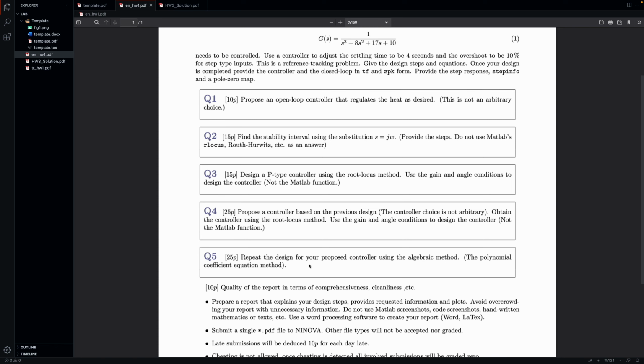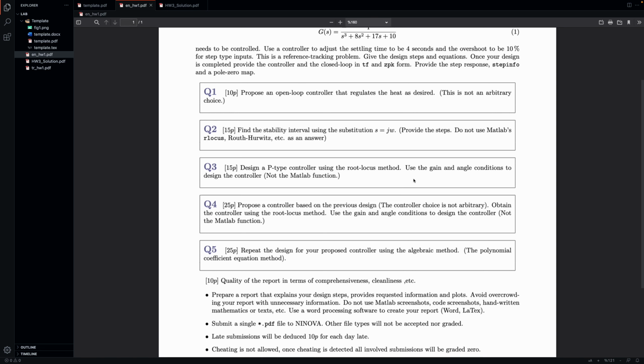When you're done with your design in Q1, Q3, or Q4 and Q5, you should basically go back to this paragraph and provide the requirements here. For example, TF and ZPK forms, you should apply step to it. I didn't write it over and over again, but when you have a design, you should verify it, and the verification is basically about step info, step response, pole-zero map, and TF and ZPK forms.